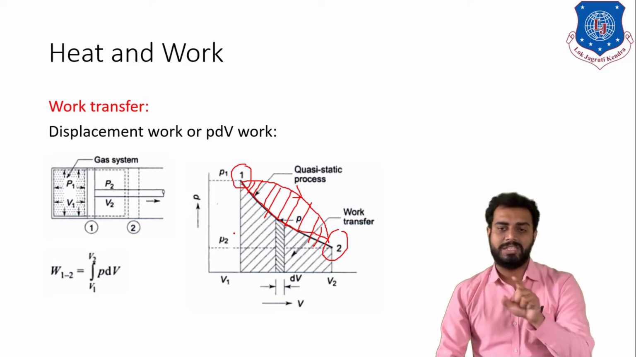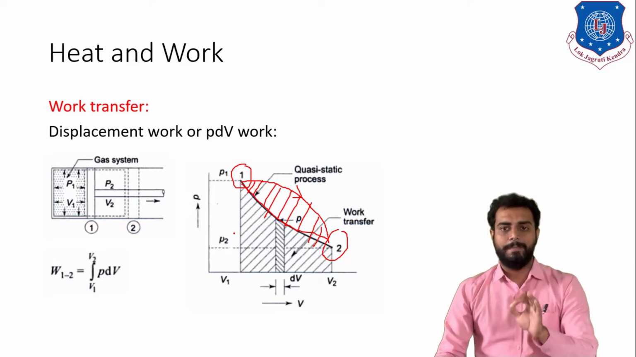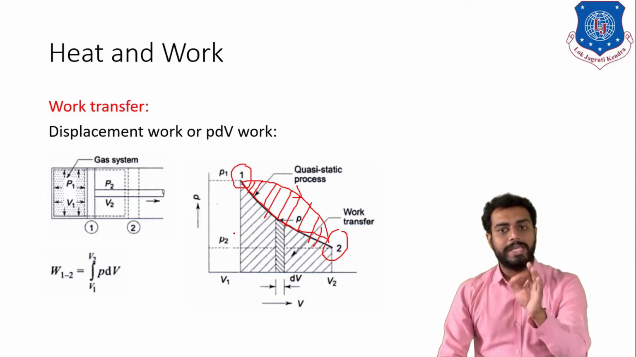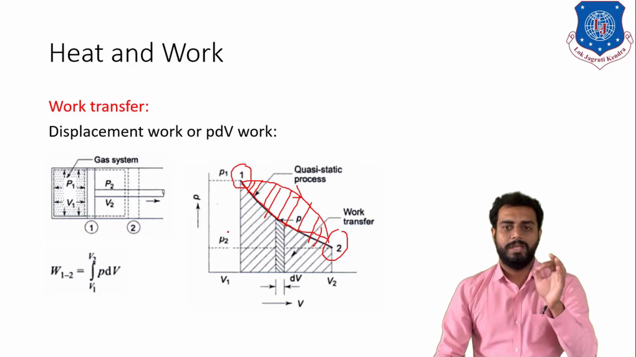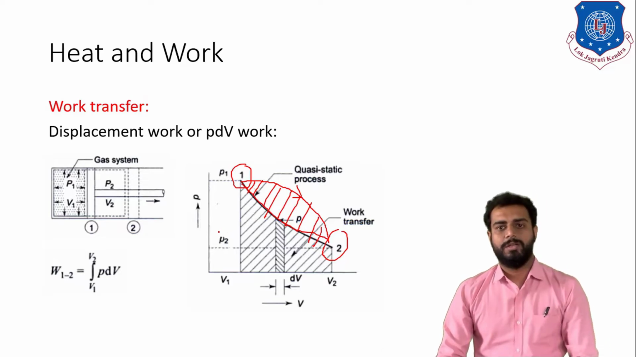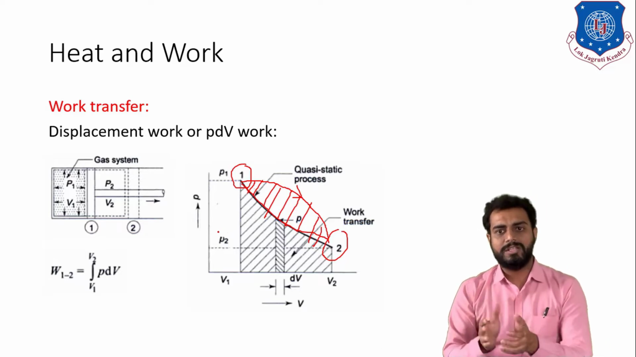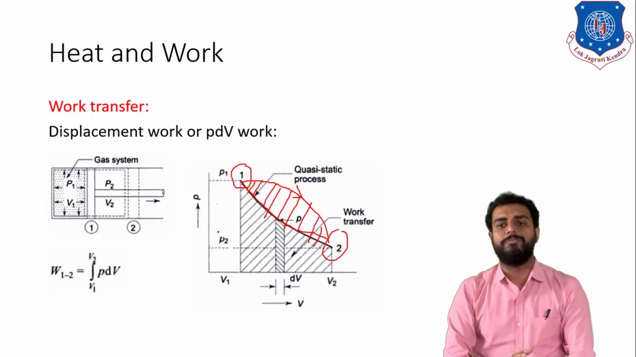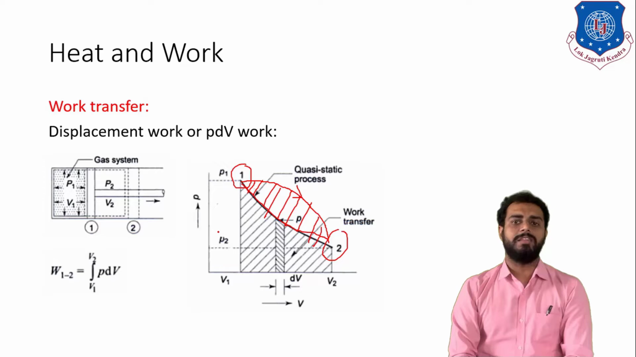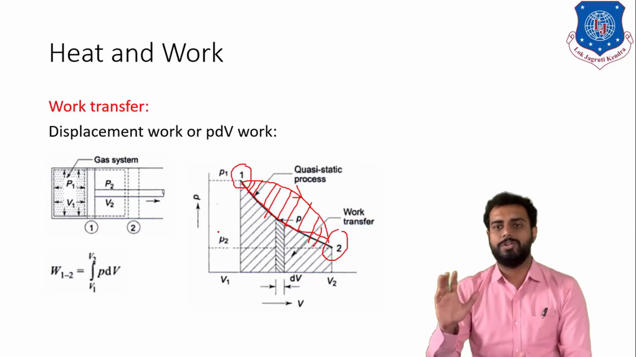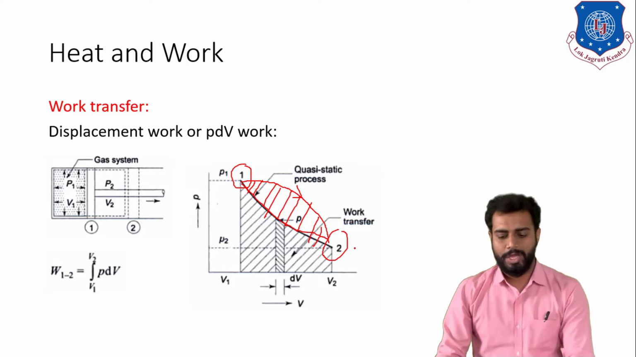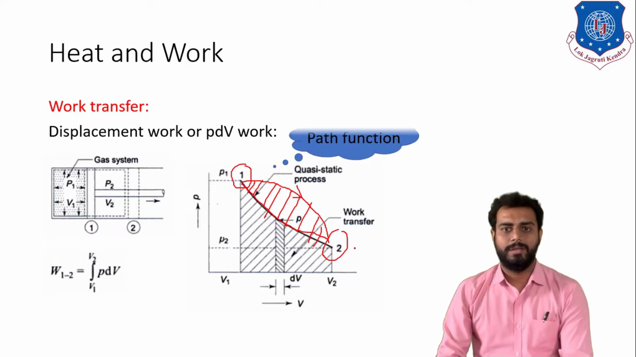So work has changed. What is the meaning? The meaning is simple: work is dependent on the path. So it is called a path function. So what is a path function? The function which depends on the path followed during the execution is called a path function. Heat is also a path function and work is also a path function. I hope you have understood from this diagram.